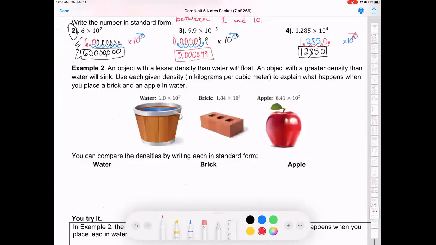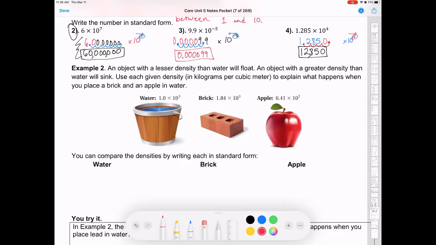All right, here we are at example 2. And on this one, we're going to be looking at densities of objects. It says an object with a lesser density than water will float. An object with a greater density than water will sink. We're asked to use each given density in kilograms per cubic meter to explain what happens when you place a brick and an apple in water.